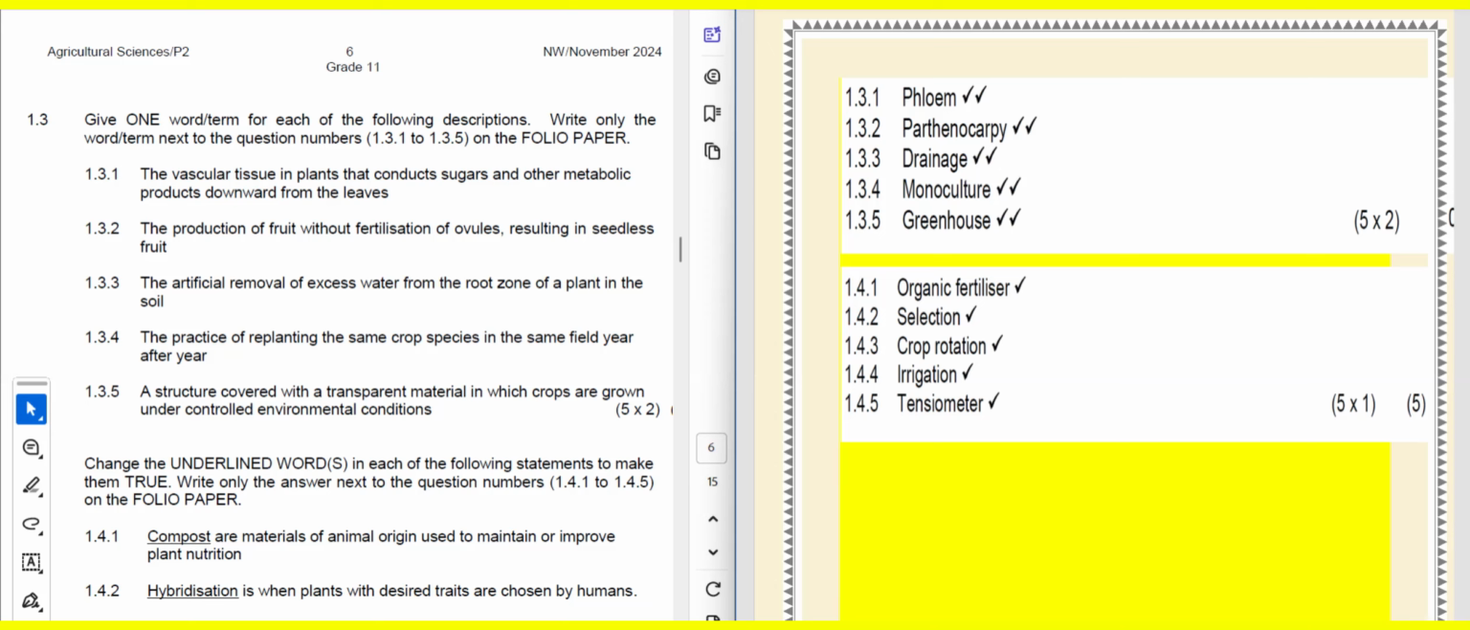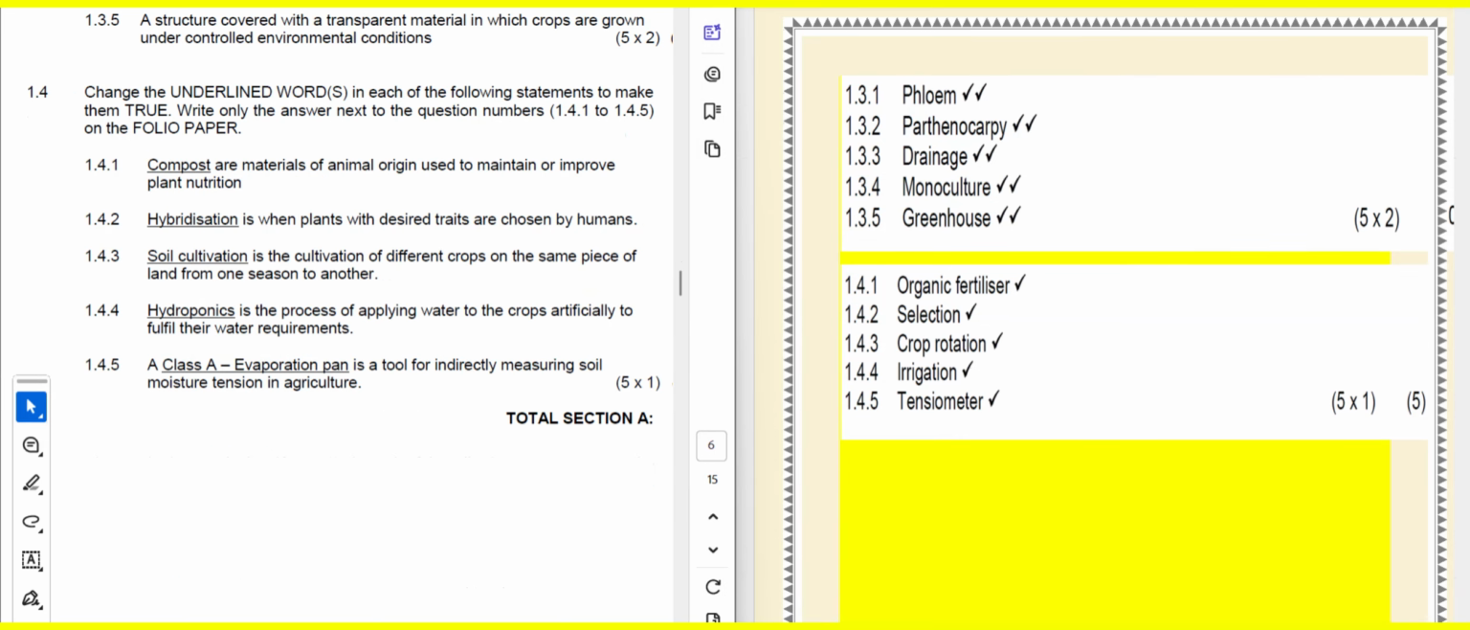1.3.3. The artificial removal of excess water from the root zone of a plant in the soil. Drainage. Correct. 1.3.4. The practice of replanting the same crop species in the same field year after year. Monoculture. Correct. 1.3.5. A structure covered with a transparent material in which crops are grown under controlled environmental conditions. Greenhouse. Correct.